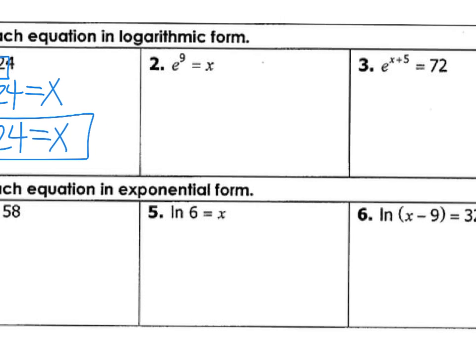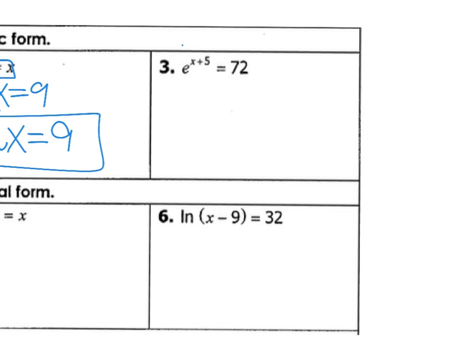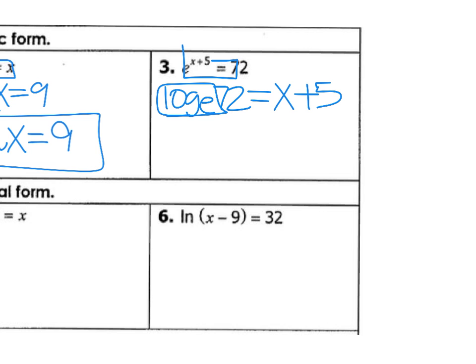Number 2, it's the same idea. Log base E of x equals 9. We've got log base E, so we rewrite this as natural log of x equals 9. That's our final answer. We converted it to logarithmic form. Number 3, we would say log base E of 72 equals x plus 5. Log base E, we rewrite this as natural log of 72 equals x plus 5.